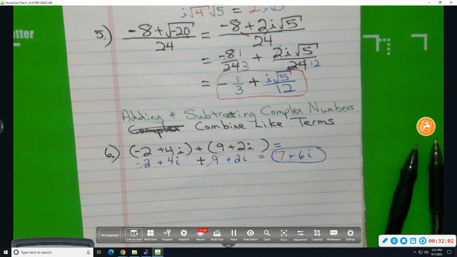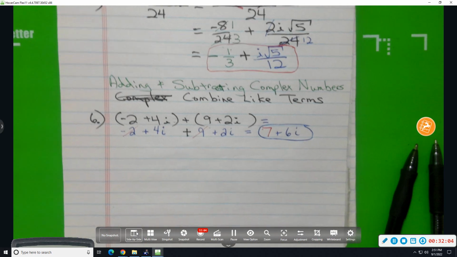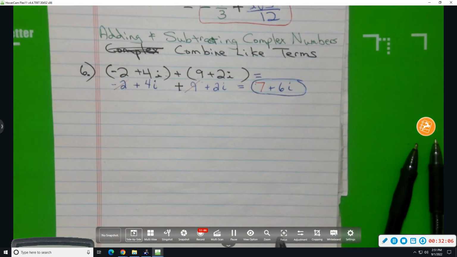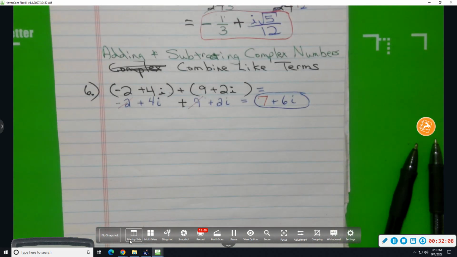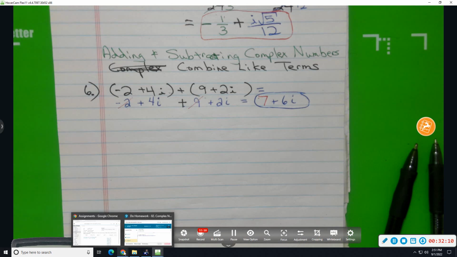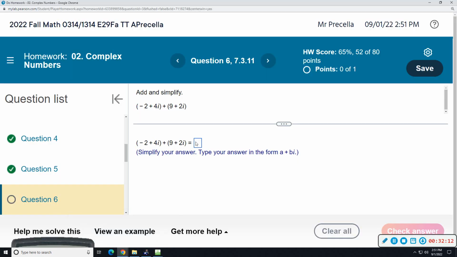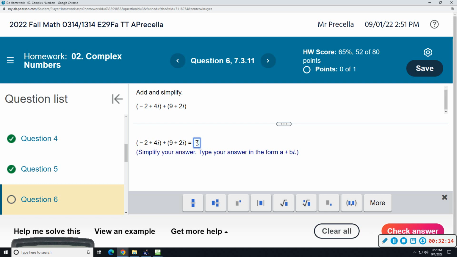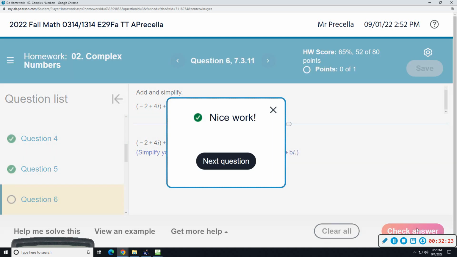To add complex numbers, you're just combining like terms. Add the real numbers together and add the imaginary numbers together. So I type in 7 plus 6i.